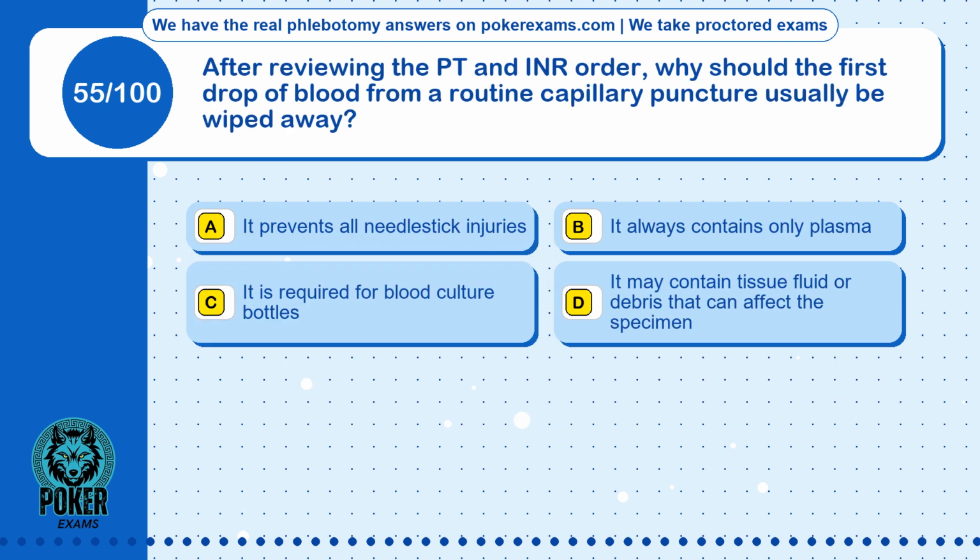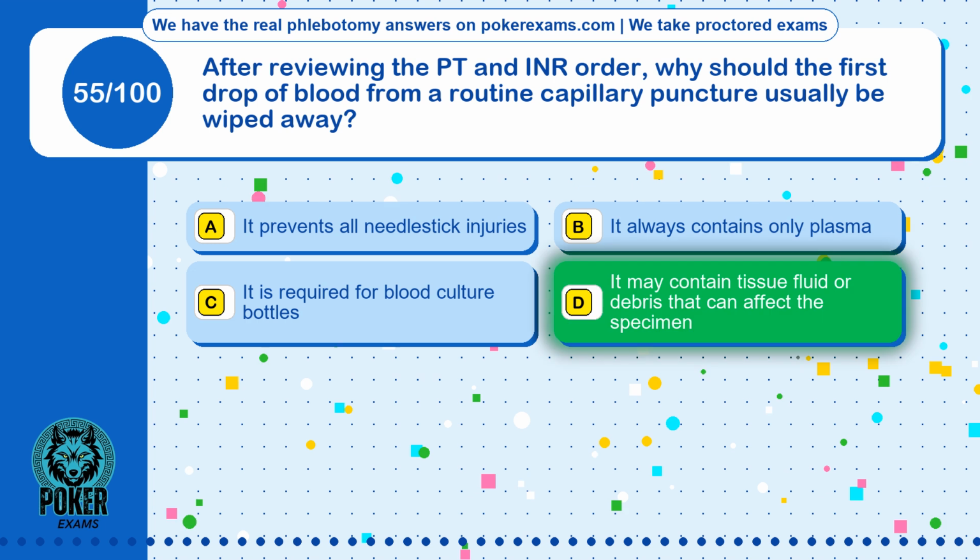Question 55. After reviewing the patient and INR order, why should the first drop of blood from a routine capillary puncture usually be wiped away? Option A. It prevents all needle stick injuries. Option B. It always contains only plasma. Option C. It is required for blood culture bottles. Option D. It may contain tissue fluid or debris that can affect the specimen.